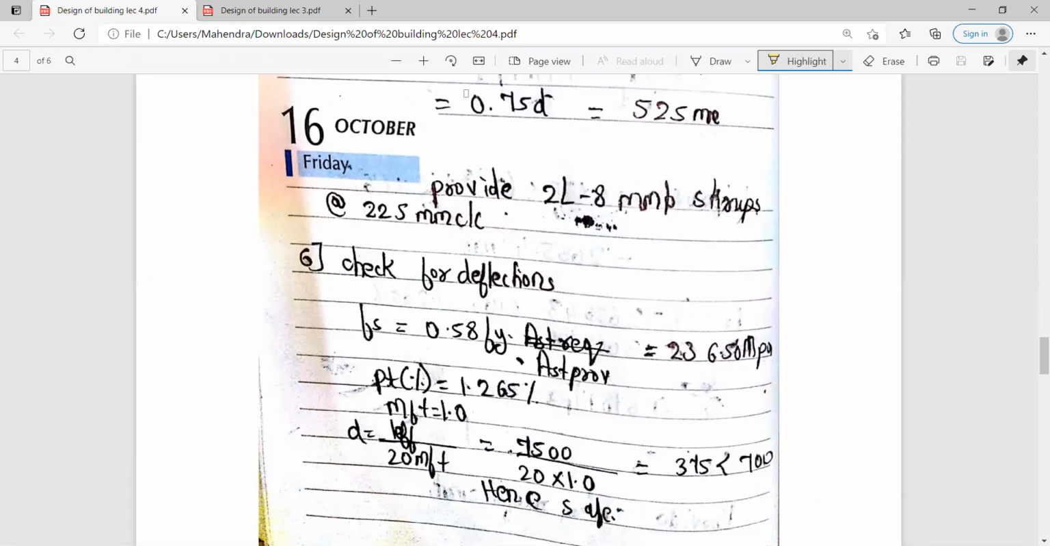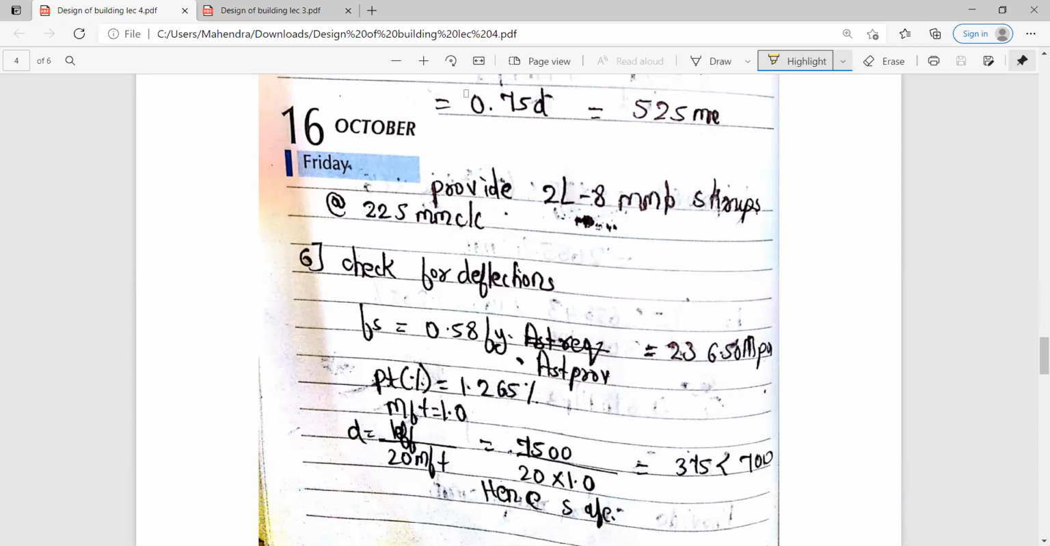And minimum percentage you had calculated earlier. So minimum percentage आपको मिला था 1.265%. Now there is one graph in your IS code. So from that graph से आपको क्या की वैल्यू मिलेगी? Yes, modification factor. So from that graph you will get the value for MFT, that is modification factor as 1. तो modification factor की value मिलने के बाद again you need to calculate the depth.